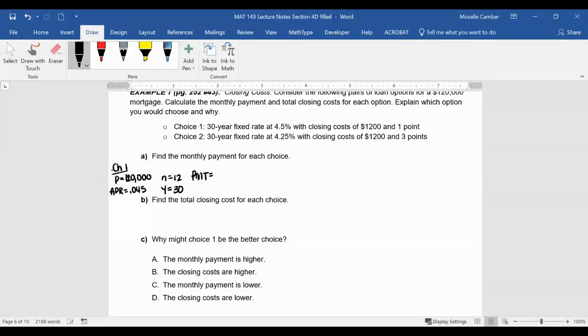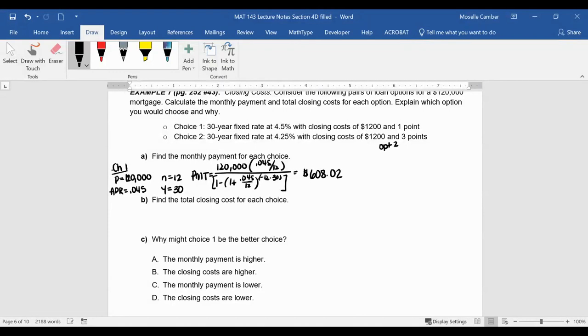So for this payment, we have 120,000 times my APR divided by my N, all over 1 minus my 1 plus APR over N to the negative N times Y, to get a payment of $608.02.